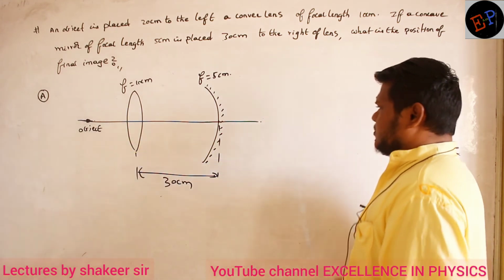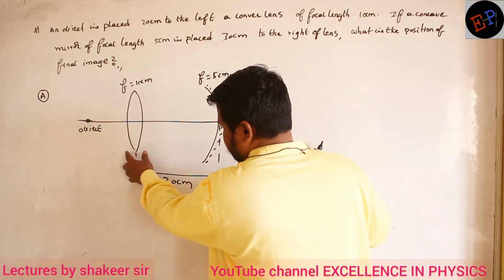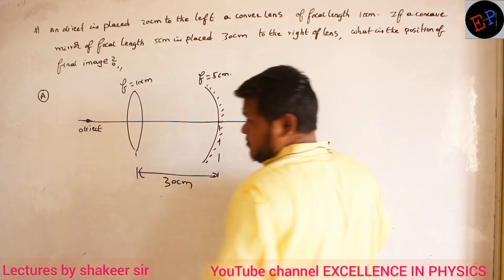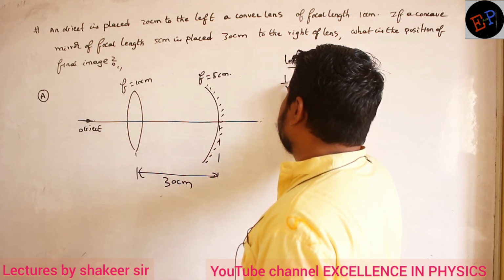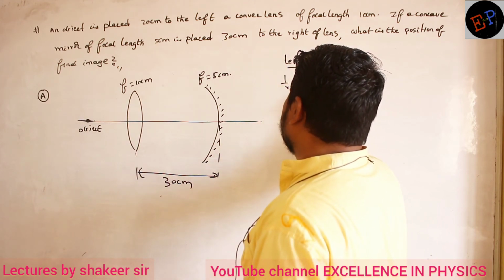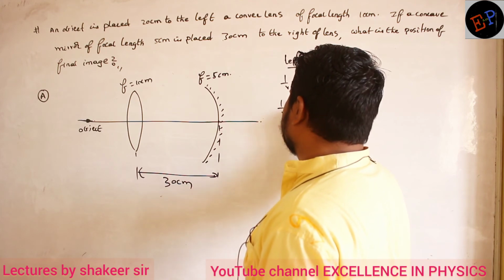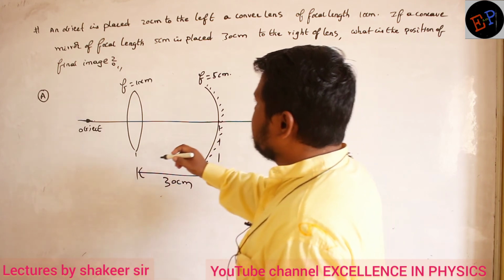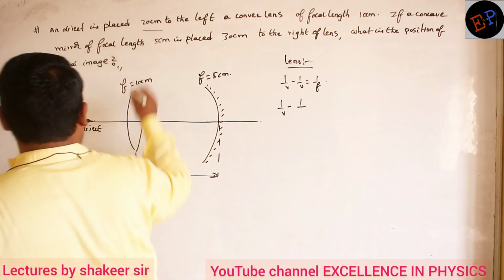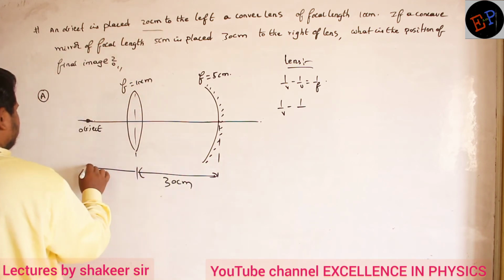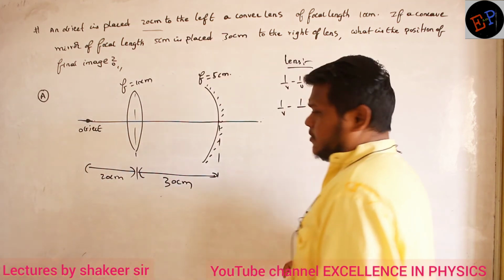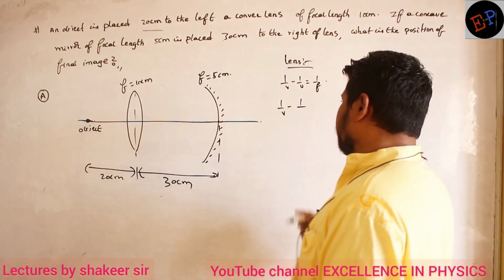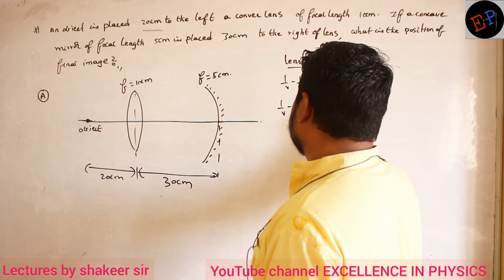So first of all, let us see where the image is created because of this lens. So first you take the lens and do the calculation. So 1 by v minus 1 by u is equal to 1 by f. U is how much? The object is present at 20 centimeter distance. So plus 20 or minus 20? Minus 20. So this is equal to 1 by focal length.